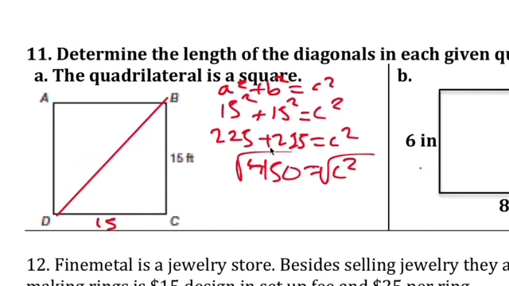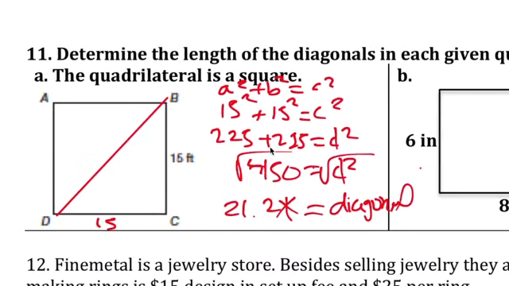The diagonal, we're trying to find a diagonal. Diagonal is the square root of 450, which is 21.21. So 21.2 is the diagonal.